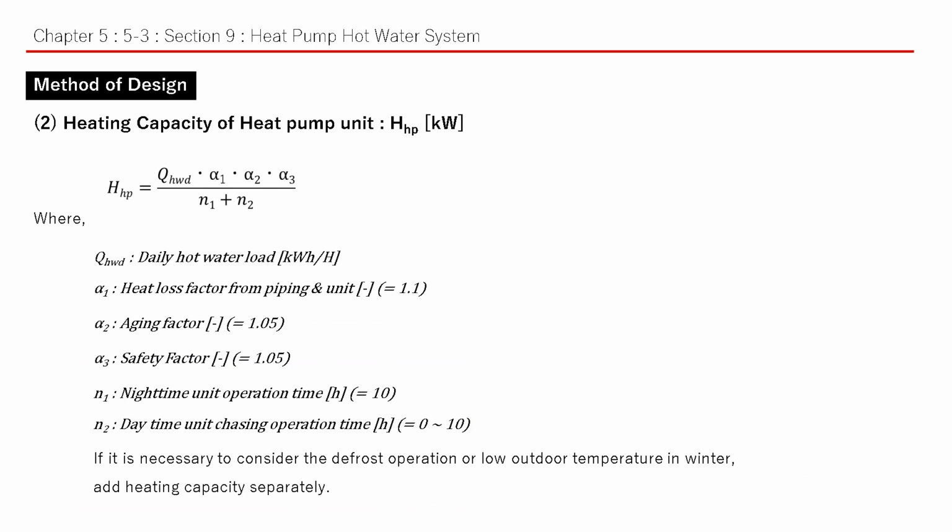Step 2, we will use the calculated daily hot water load. And then, calculate heating capacity of heat pump unit by the following formula. Alpha 1 to 3 are several factors, like heat loss factor from piping in unit, aging factor and safety factor. N1 is nighttime unit operation time. Usually use 10 hours. N2 is daytime unit chasing operation time. Especially when a sudden peak load or irregular usage is expected, this chasing operation load should be considered. And as a special note, if it is necessary to consider the defrost operation or low outdoor temperature in winter, add heating capacity separately.